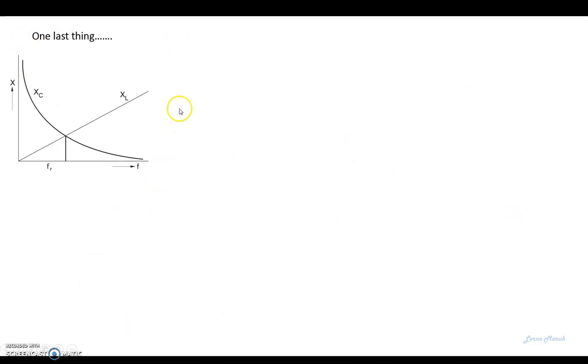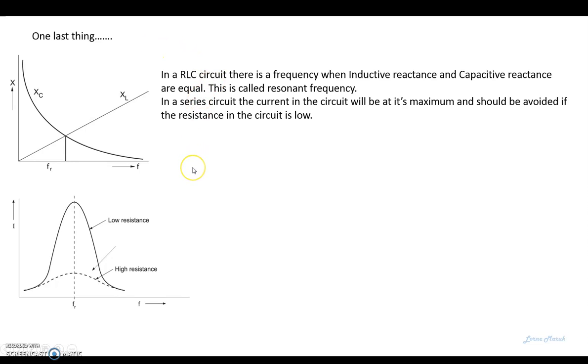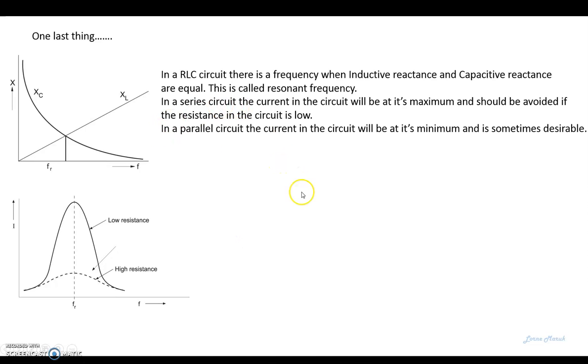One last little thing. In an RLC circuit, there's a frequency when inductive reactance and capacitive reactance are equal. This is called resonant frequency. In a series circuit, the current will be at its maximum. And if our resistance is really low, we would have a really high current, so it would normally be avoided. High resistance is not as big of a deal. In a parallel circuit, if we are at resonance, the current will be at its minimum, and sometimes this is desirable. This is also known as unity.